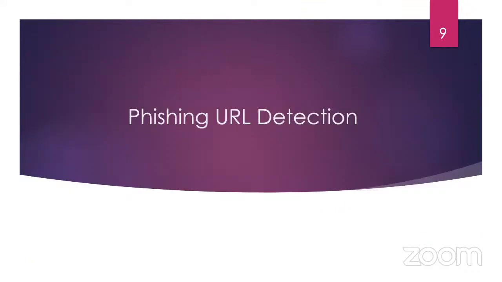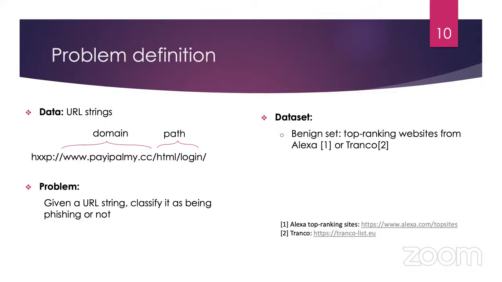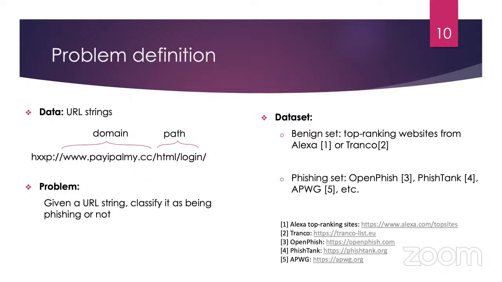So with that, let's start the first set of models for detecting phishing, and they're based on URL strings. A URL string consists of a domain and a path, prefixed by the protocol. The problem here is, given a string, you want to classify it as being either benign or phishing, and nothing else, just the string. For this kind of problem, you're talking about binary supervised classification. The benign set is often obtained by taking the top ranking websites from Alexa or Tranco. In fact, Tranco is being increasingly used these days. And the phishing set is obtained through feeds from OpenPhish or PhishTank, both openly available, or APWG.